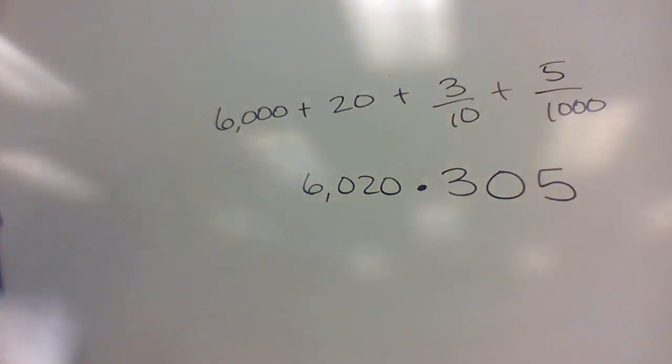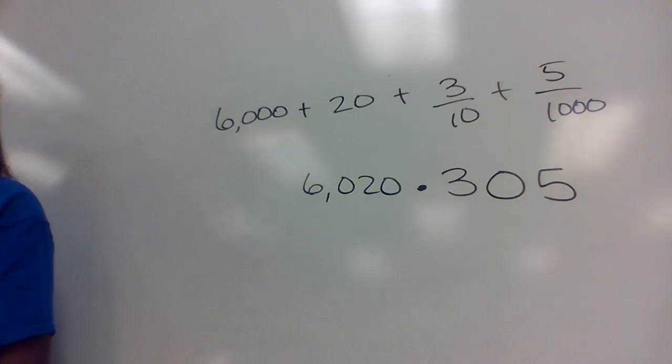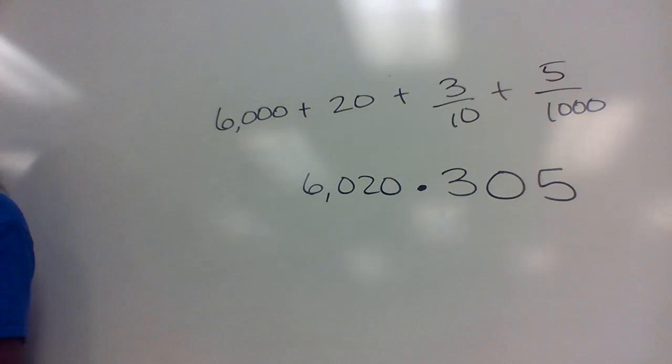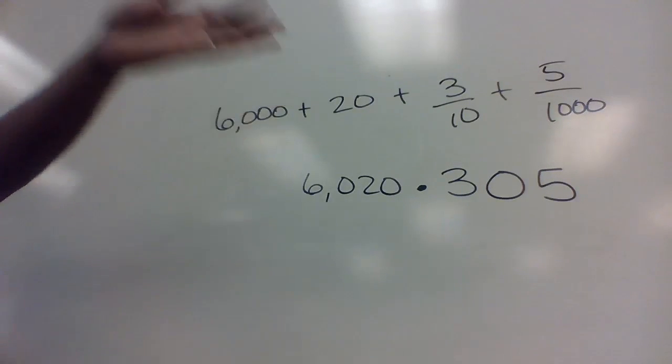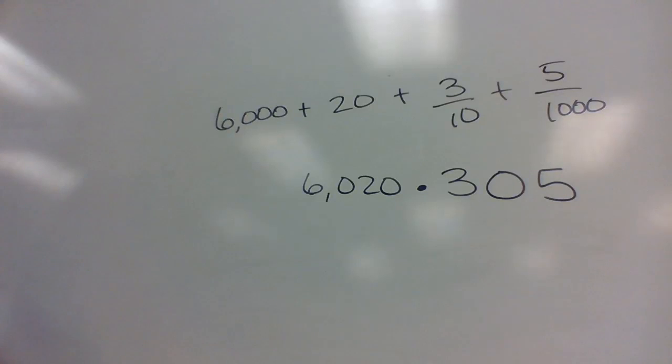The next one says, Emily's living room is 9 5/6 feet wide. Jason's living room is 7 1/3 feet wide. How much wider is Emily's living room than Jason's living room? What am I asking you to do? Subtract. If I want to know how much wider something is than something else, that's just a subtraction problem.